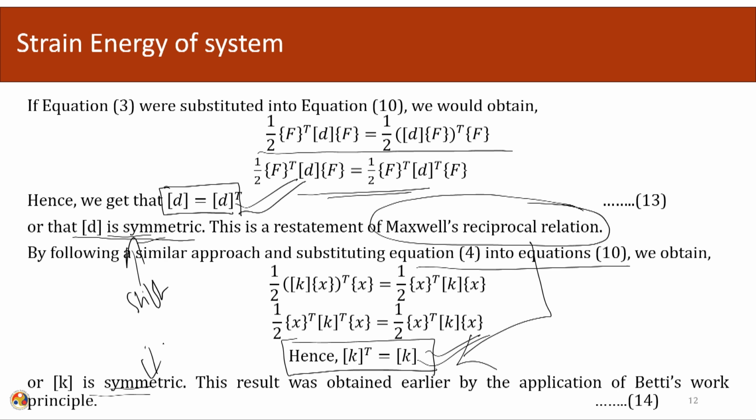This result was obtained earlier by using the application of Betti's work principle. So, Maxwell and Betti's principles both can be used to prove that the stiffness and the flexibility matrices are symmetric. The flexibility matrix we are directly getting from Maxwell, and the stiffness matrix we are getting from Betti's theorem.